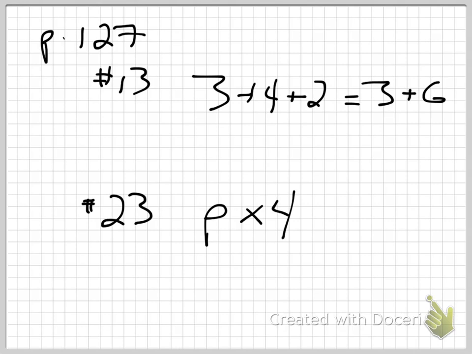Number 23, it says P times 4. Why don't I like how they wrote that question? What should they have said? They should have said 4P, not P4. P times 4 equals 792. I would estimate here. 4 I would leave alone. 792 I would make 800. What number times 4 is 800? 200. 200 times 4 is 800.